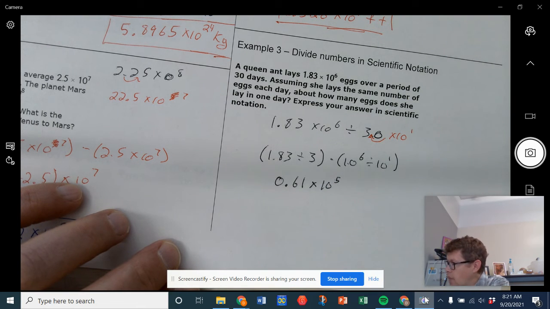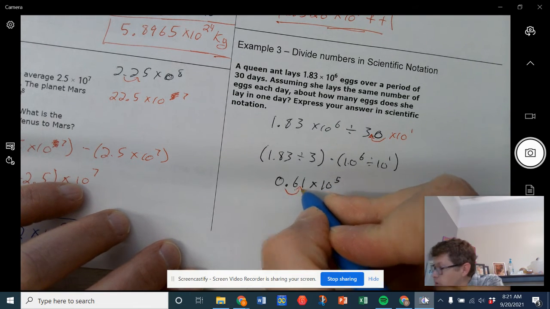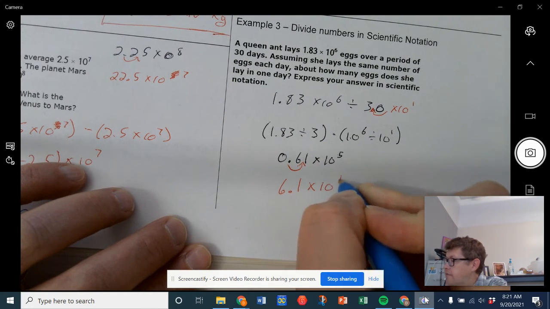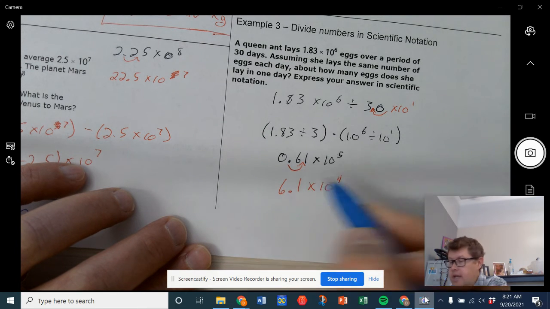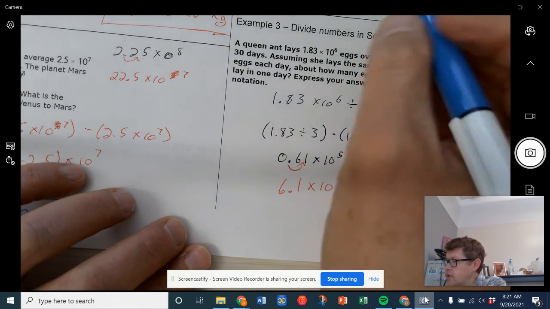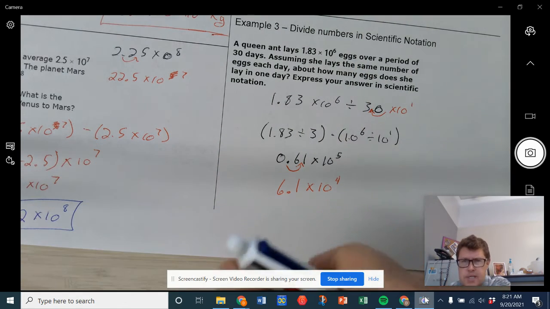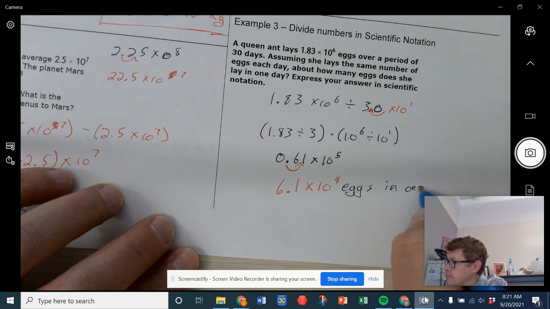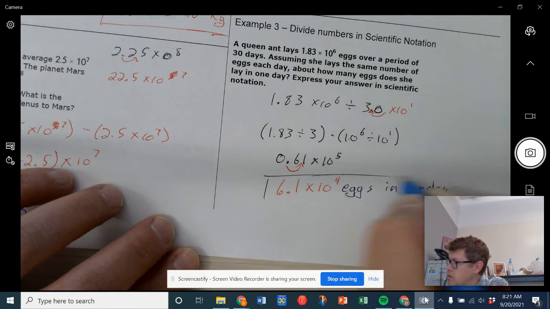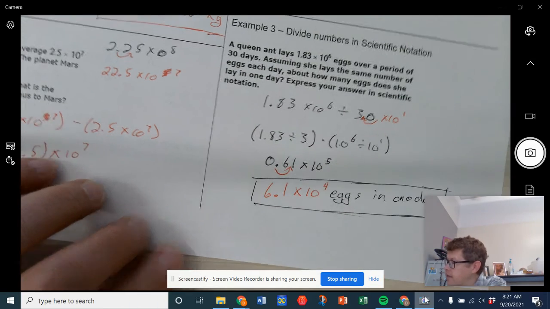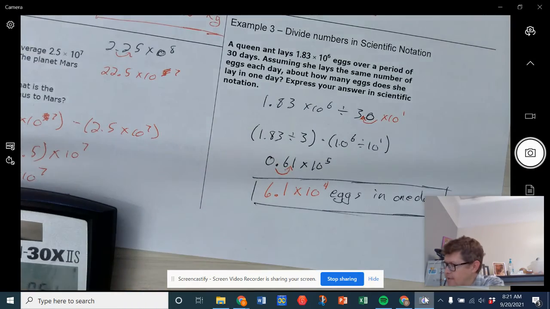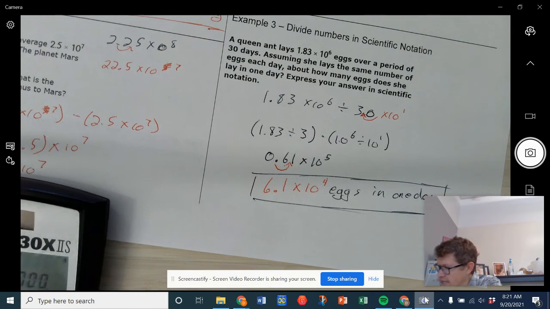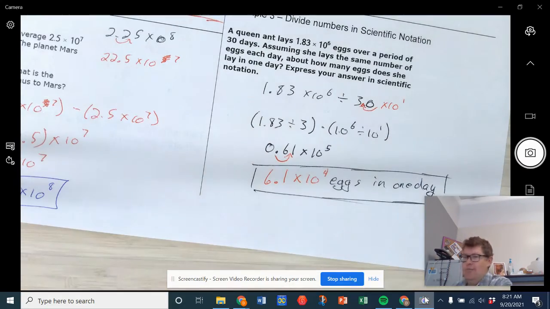Now we are shifting it to the right to get it into scientific notation. So that becomes 6.1 times 10 to the fourth, because when you're going to the right, your exponents go down. When you're going to the left, your exponents go up. And so that's 6.1 times 10 to the fourth eggs in one day. Gross. That's like 60,000. Let's double check here. 6.1 times 10 to the fourth. Yeah, 61,000 eggs in a day. Whoa, that's so many gross ant eggs.